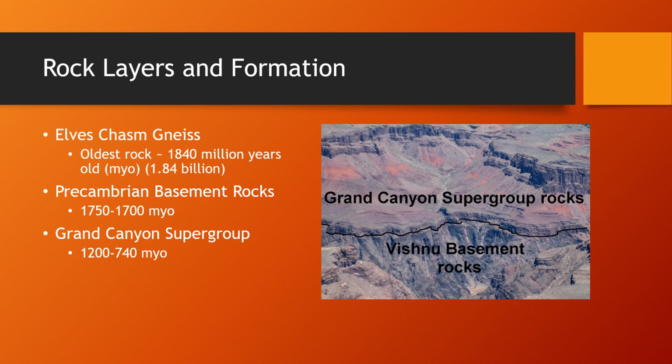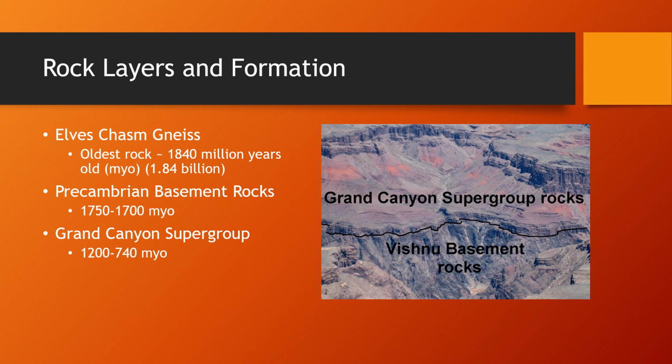There are many layers of rocks in Grand Canyon National Park. I will discuss the layers of rocks starting at the bottom with the oldest rocks. The oldest rock in the park is the Elves Chasm Gneiss Rock. It is about 1,840 million years old. The Elves Chasm Gneiss Rock is a small part of the Precambrian basement rocks.